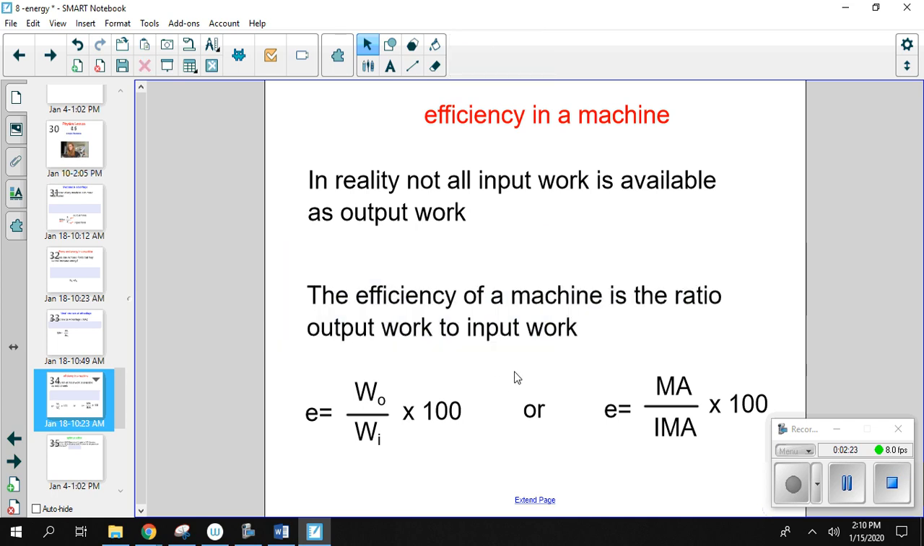Alright, how efficient a machine is, we do that in percents. Our efficiency can either be looked at as a work output over input ratio times 100, or we can look at our mechanical advantage over our ideal mechanical advantage. Either way, that's going to give us a percent for our efficiency. So the higher the efficiency number, the better the machine is at transferring energy to whatever object the machine's supposed to move. Alright, so let's go ahead and give that a try.